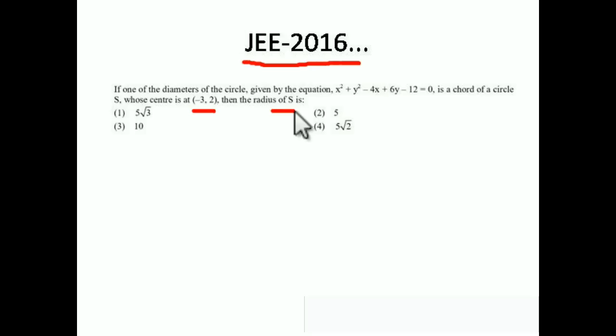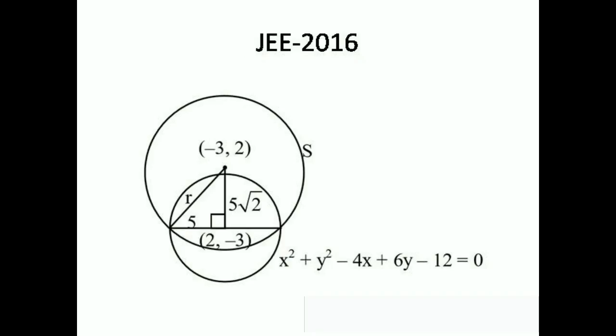See, in this case also, the most important thing is to draw the perfect diagram. Let's draw it. We have this circle first of all here. Then what is the center? Center is (2, -3). So I draw the circle. This small circle is my first circle with center (2, -3).